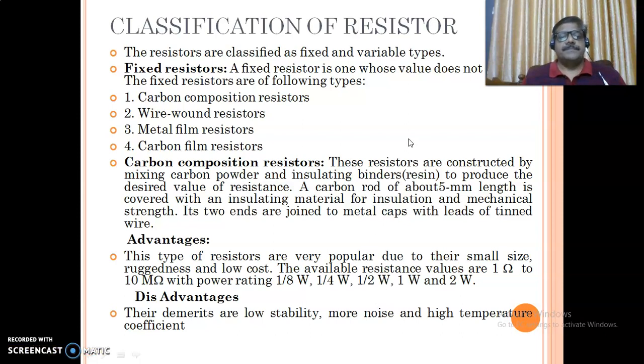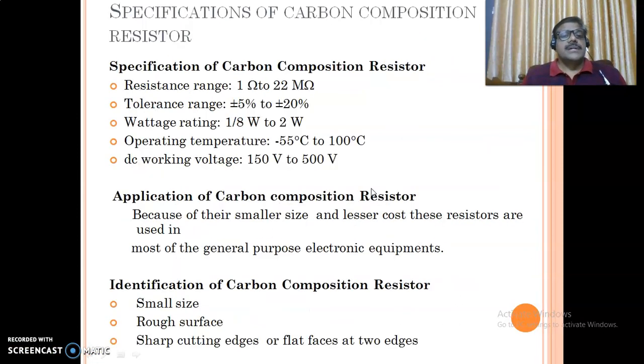Now its specification, which I had mentioned earlier. Resistance range: 1 ohm to 22 mega ohm. Tolerance range: plus or minus 5% to plus or minus 20%. Wattage rating is 1 by 8 watt to 2 watt. Operating temperature: minus 55 degrees Celsius to 100 degrees Celsius. DC working voltage is 150 volt to 500 volt.